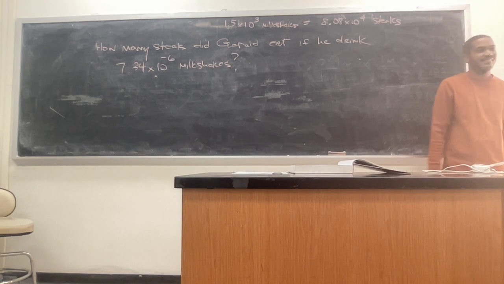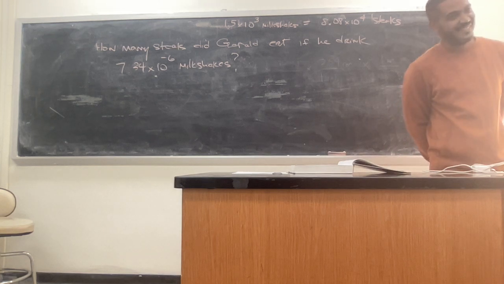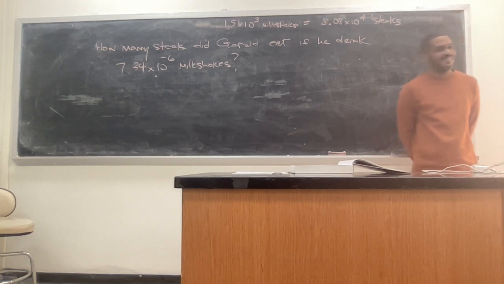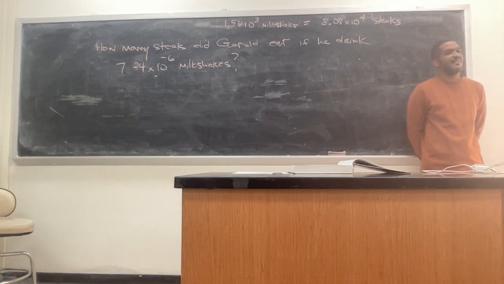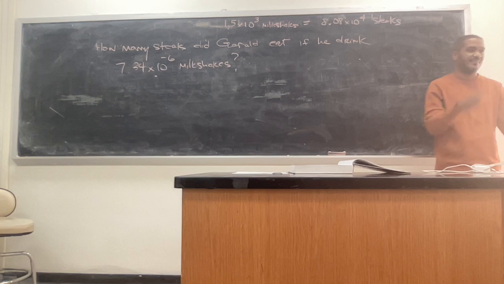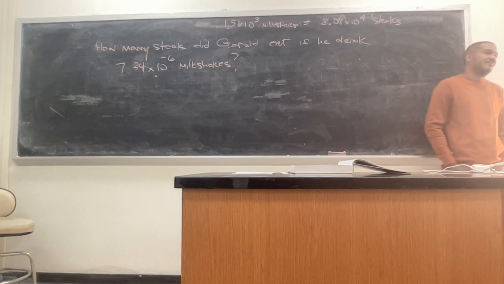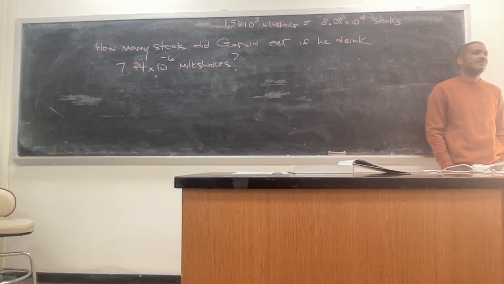First, what I would do is divide the steaks by the milkshakes, because you pretty much want to find a conversion factor. Yeah, you would find that, and then you would multiply that number by that 7.34 times 10 to the negative 6. And that's how you would find it. But my calculator can't do that.